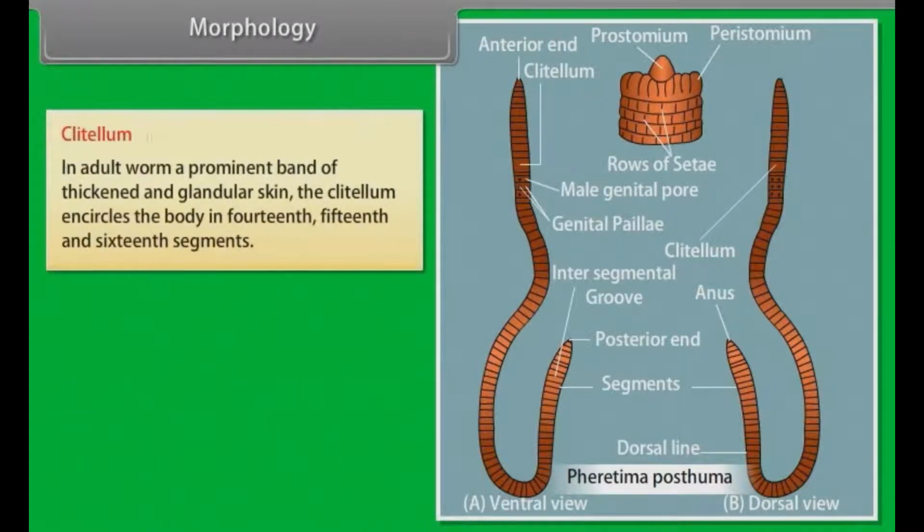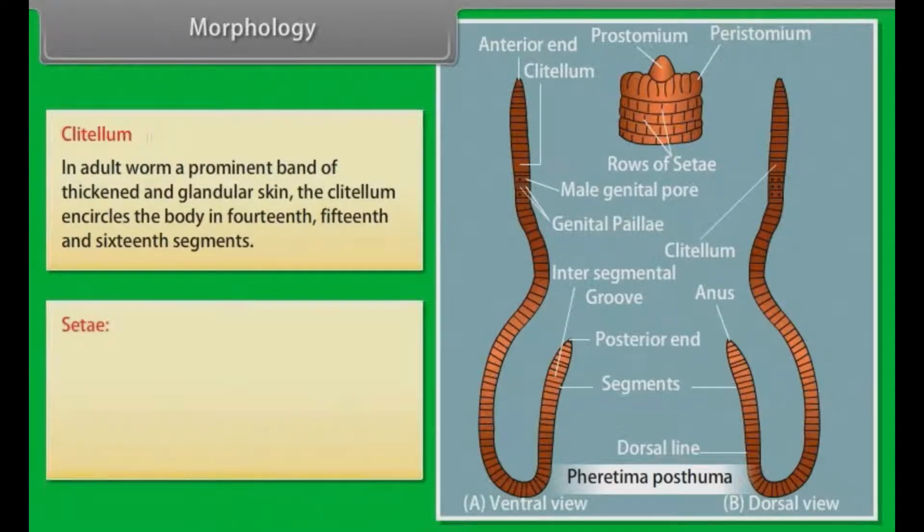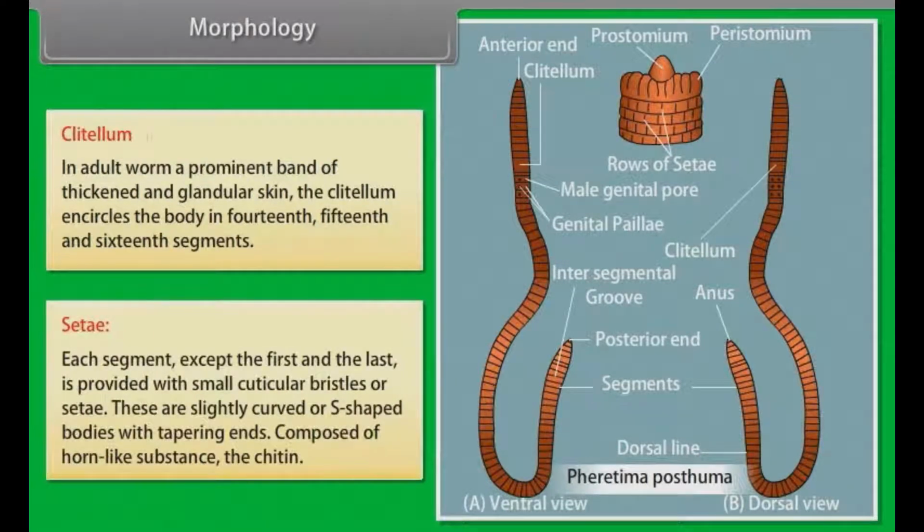Clitellum. In adult worm, a prominent band of thickened and glandular skin, the clitellum, encircles the body in 14th, 15th and 16th segments. Setae. Each segment, except the first and the last, is provided with small cuticular bristles or setae. These are slightly curved or S-shaped bodies with tapering ends, composed of a horn-like substance, the chitin.